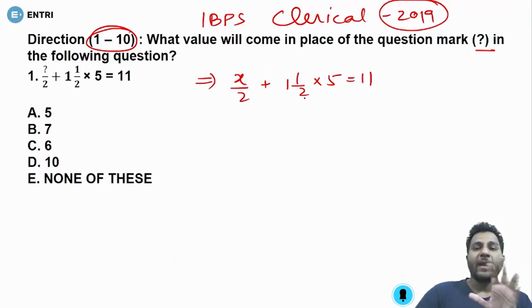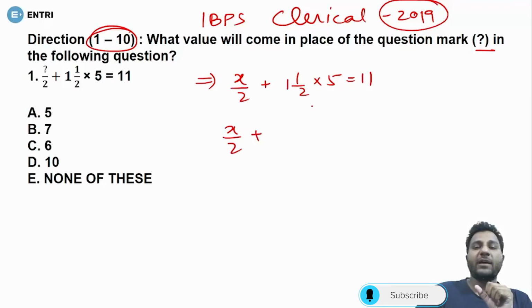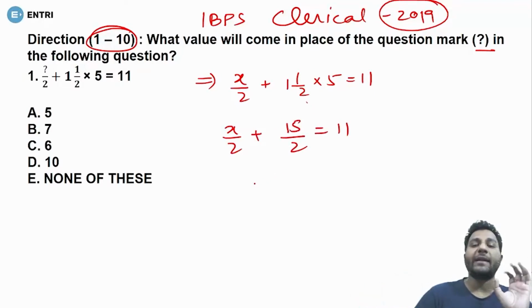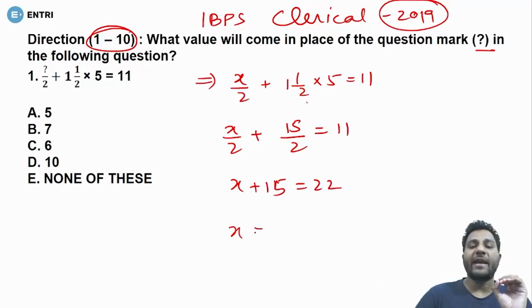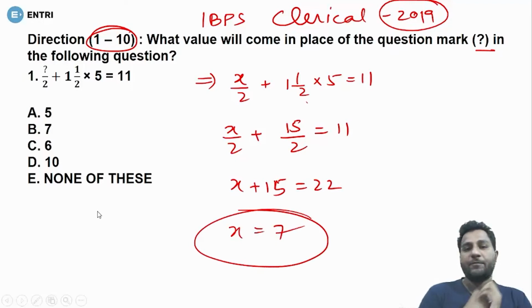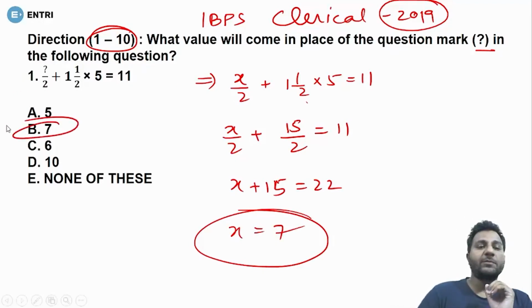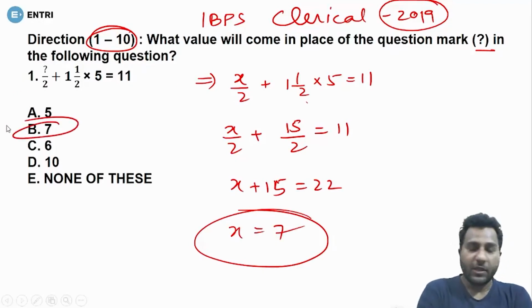Look at this. Here you will see that x by 2 plus 3 by 2, 3 fives are 15, so 15 by 2. You don't need to write any more than x plus 15 is equal to 22. That means x arrived as 7. So you have figured out your option B will be the correct one. So it was a piece of cake.